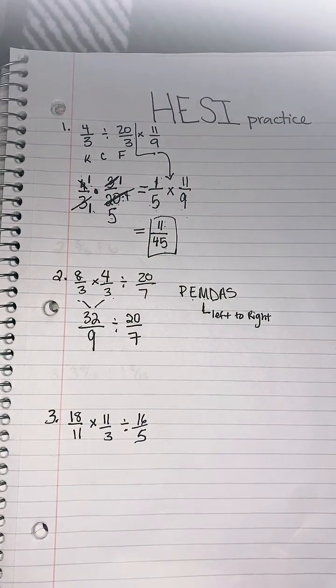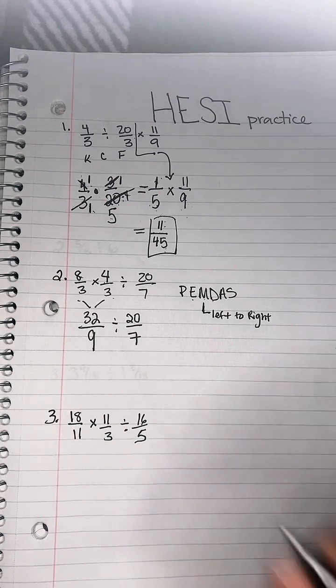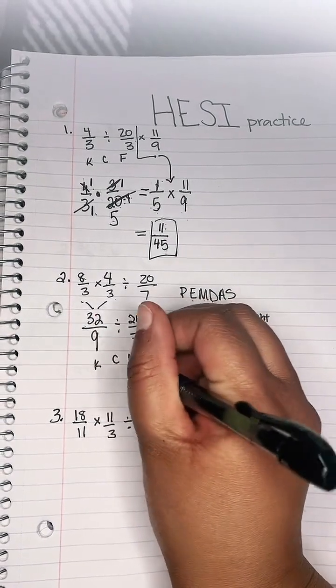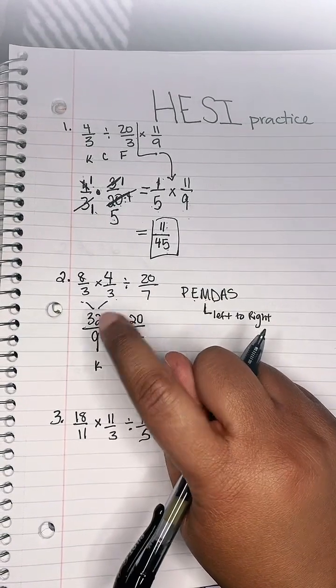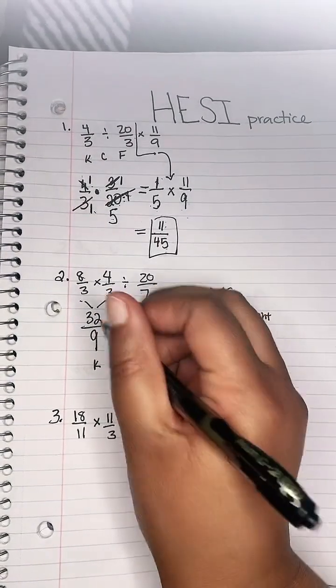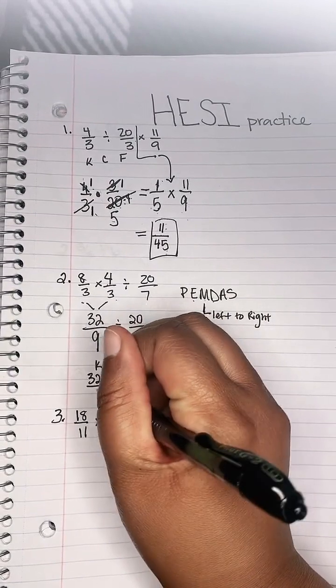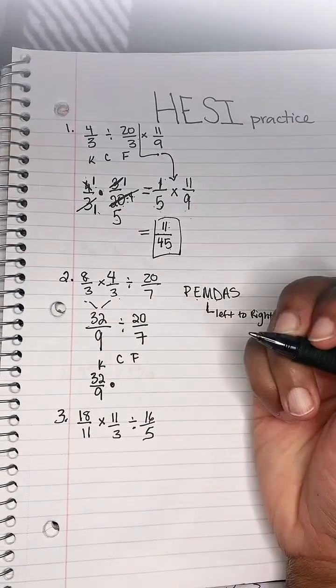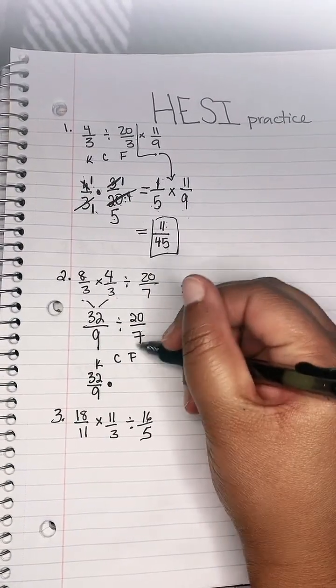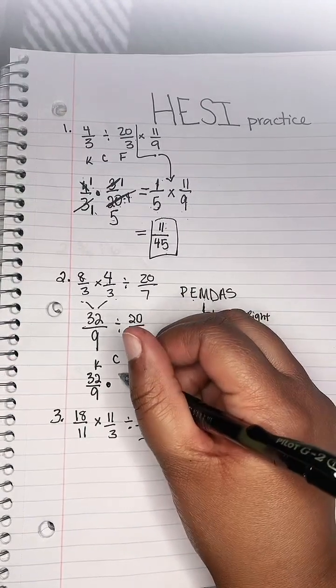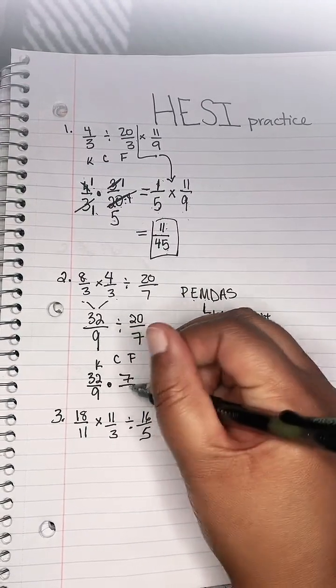And then Tall said, now you keep, change, flip. Wonderful. Keep, change, flip, because we're dividing. Remember, we cannot divide fractions. So we do 32 over 9 times, flip this, the reciprocal, 7 over 20.